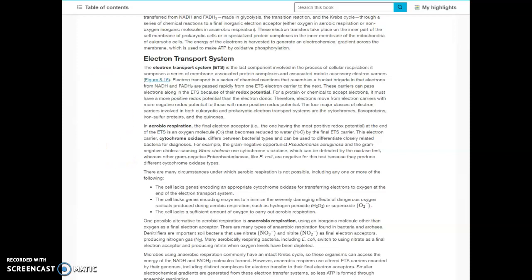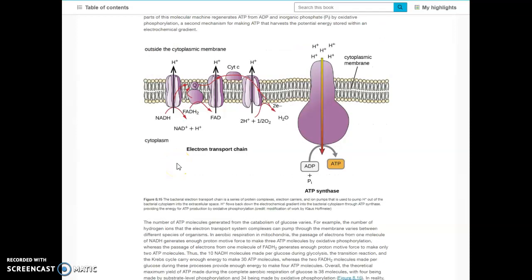Now, I'm not going to go into really any details because the electron transport system is very complicated, and it's not important that you know the details. What's important is that you understand that all of these electrons are going to drive this process, and this is an example of the bacterial electron transport chain. And the end goal is to get ATP. That's our sole purpose. And in aerobic respiration, we can end up with a maximum of 32 ATP.